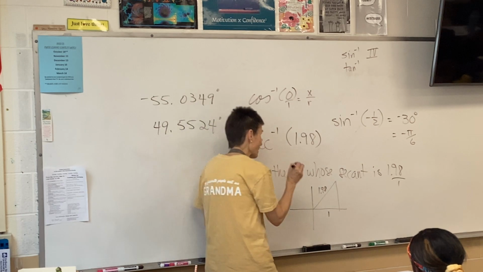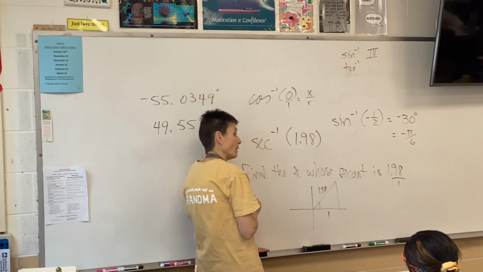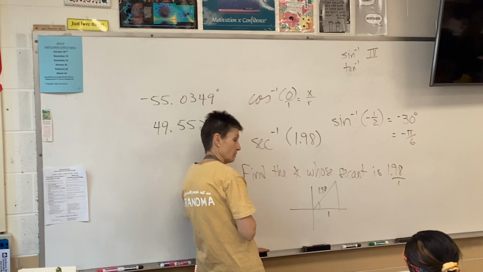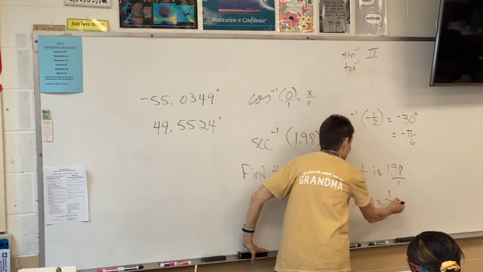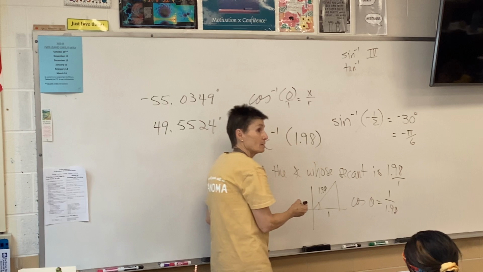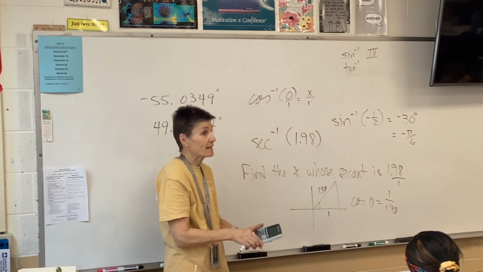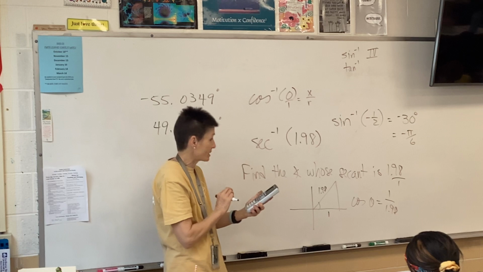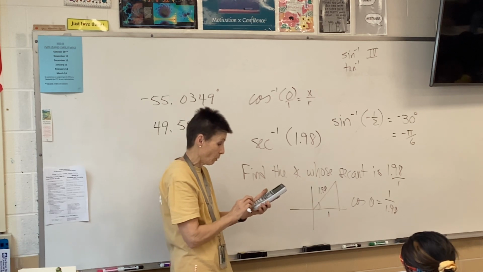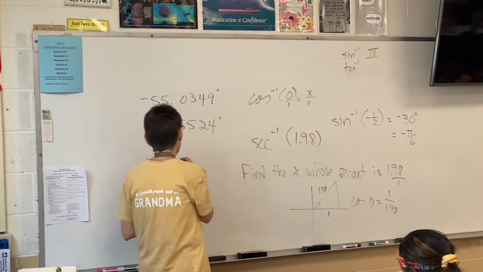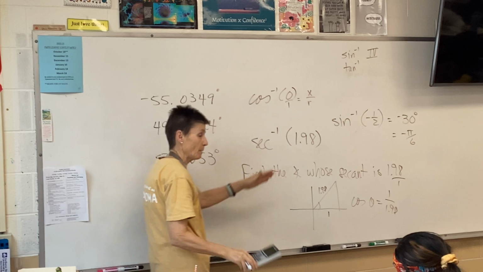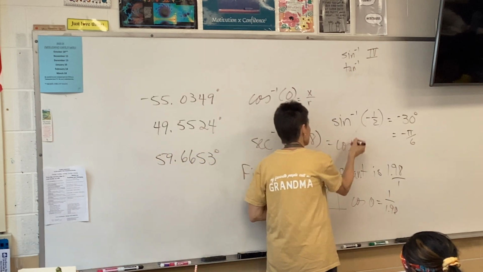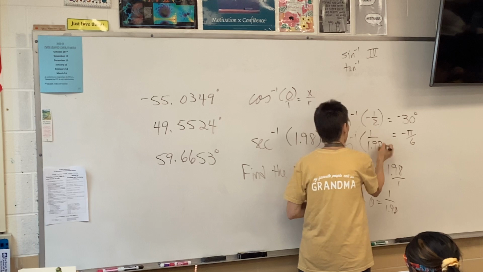Now, tell me about this angle. What do you know about the cosine of that angle? So the cosine of the angle is 1 over 1.98. So I'm going to type on my calculator second cosine 1 divided by 1.98. Because the angle whose secant is 1.98 is the same as the angle whose cosine is 1 over 1.98.